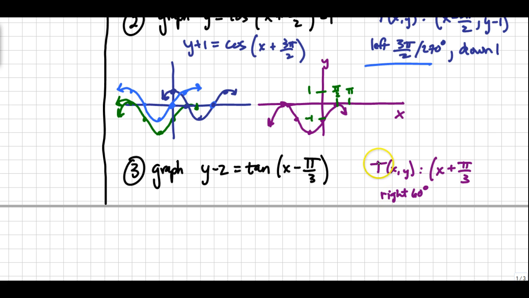Now keep in mind for the tan, because there are asymptotes, that's going to move the asymptote 60 degrees as well. The y value is y minus 2 in the equation, so in the rule it's going to be y plus 2. So that means it's going to shift 2 up.